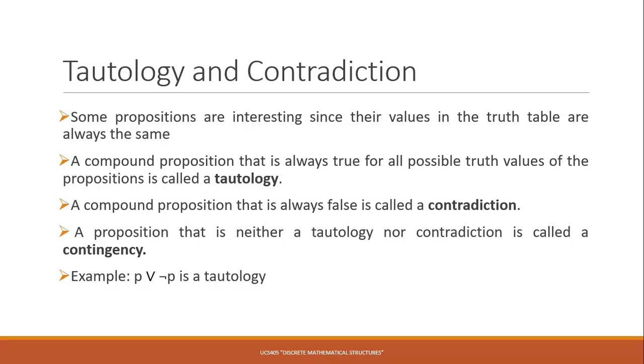Like we have P or negation P that is always true. So it is a tautology, because for any truth value of P, true or false, it will be always true. Similarly, if we say P and negation P, it will be a contradiction, because for both of the truth values, true and false, this expression will be always false. So we can say it is a contradiction.